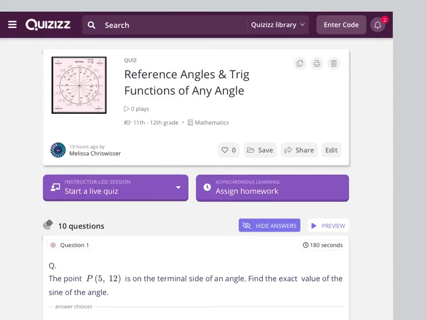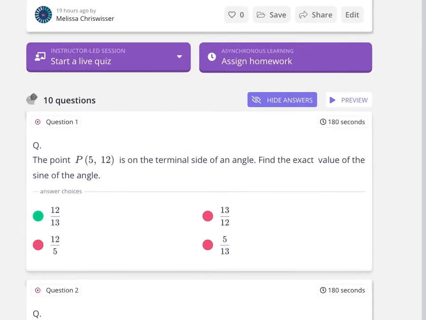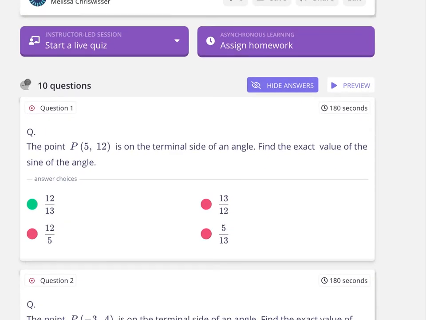All right, this video is going to work through the solutions of the quizzes review that was assigned. Number 1 says the point (5, 12) is on the terminal side of the angle. Find the exact value of the sine of the angle. They're both positive. We move to the right 5, we move up 12. Closing that triangle, the missing side, because it's a triple, is 13. Sine would be opposite over hypotenuse, which is 12 over 13.